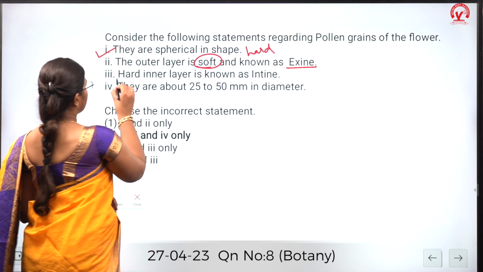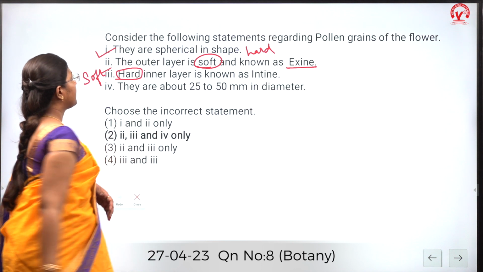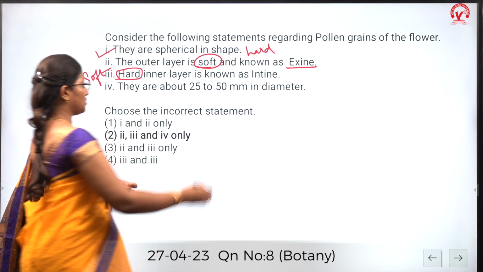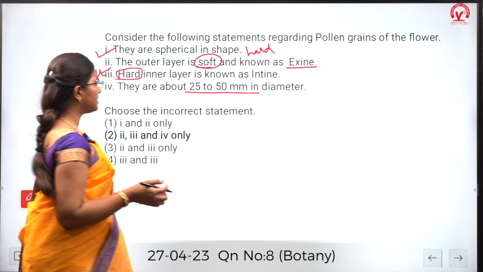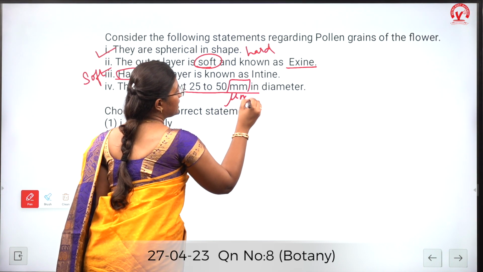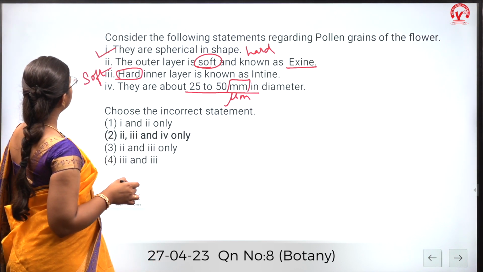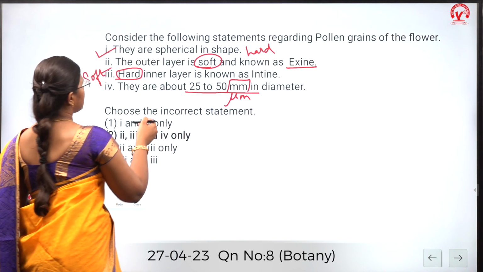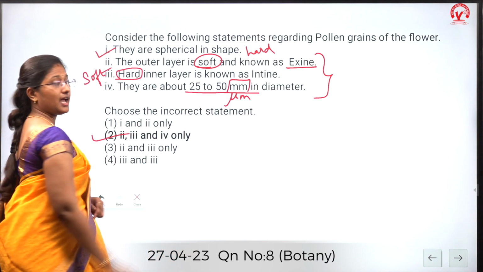So here the error is, here it is soft, and they are about 25 to 50 mm in diameter. No, so whenever a numerical value is given, you should be cautious about the unit. So here it is micrometer and not millimeter. Clear? So we have errors in 2, 3 and 4. Choose the incorrect statement. So all these 3 are incorrect. So the option would be 2, 3 and 4.